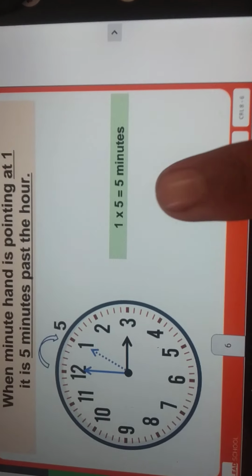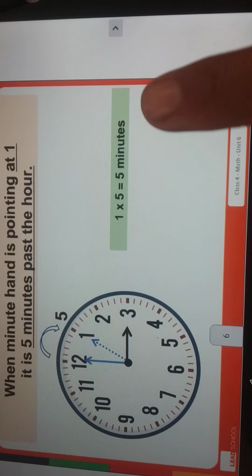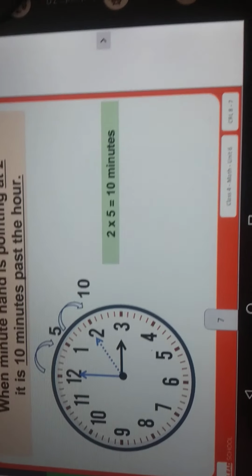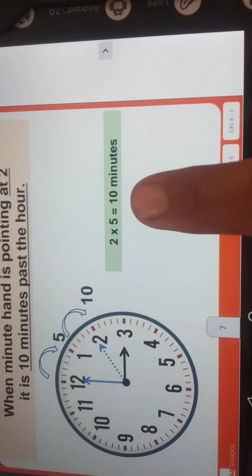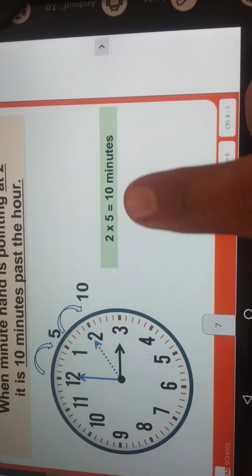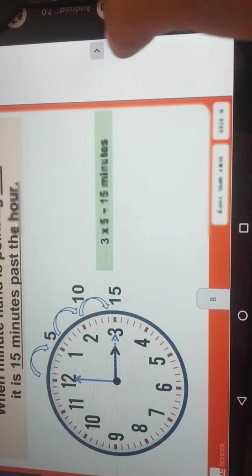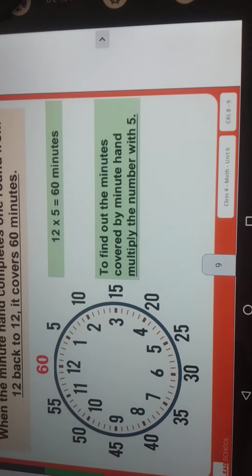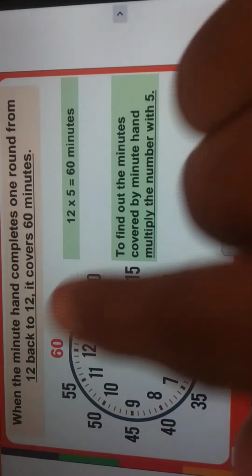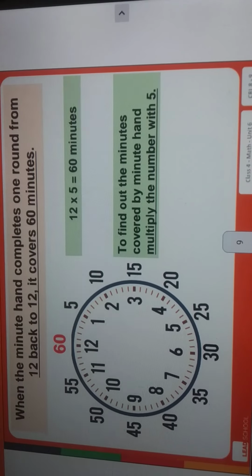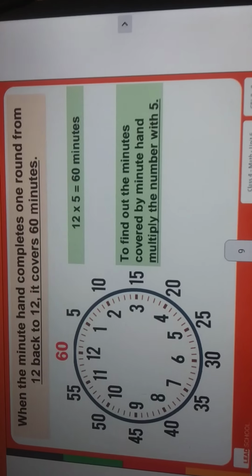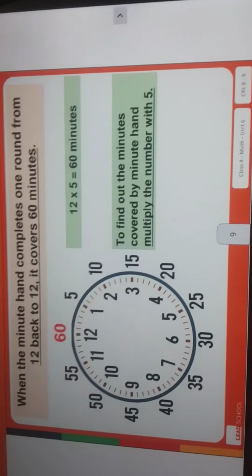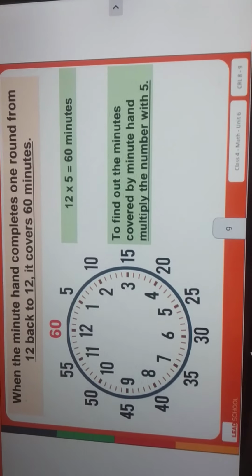1 into 5, 5 minutes. 2 into 5, 2 5s are 10 minutes. Same, 3 5s are 15 minutes. Like that, the rotation is completed. 12 5s are when the minutes hand completes one round.